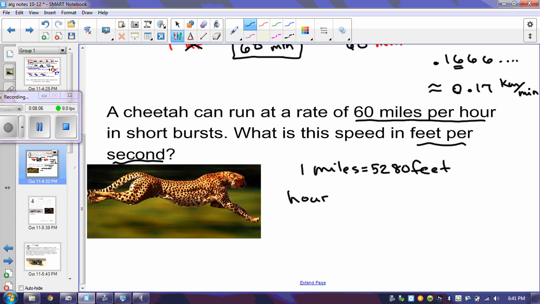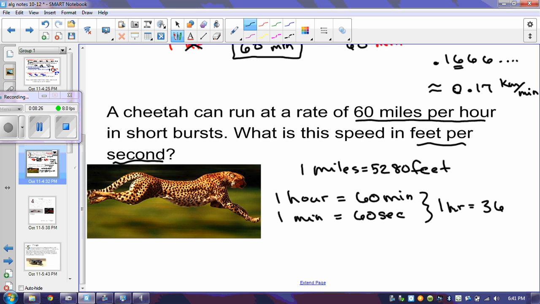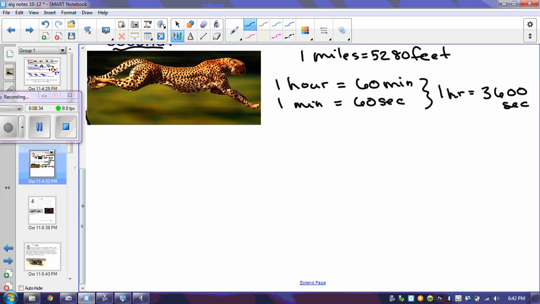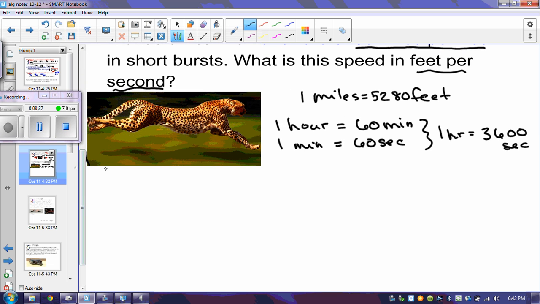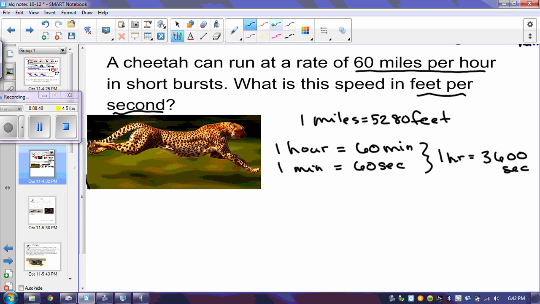Now, you might not know right away from hours to seconds, but you should know that 1 hour is 60 minutes, and every 1 minute is 60 seconds. So I can combine these into one and say that in 1 hour, I will have 60 sets of 60 seconds, or in other words, 3,600 seconds. Now I can go ahead and solve this problem using these conversion fractions. So the first thing I'm going to do is rewrite my rate here, and my rate that I was given was 60 miles per hour. So I'm going to write 60 miles per 1 hour.